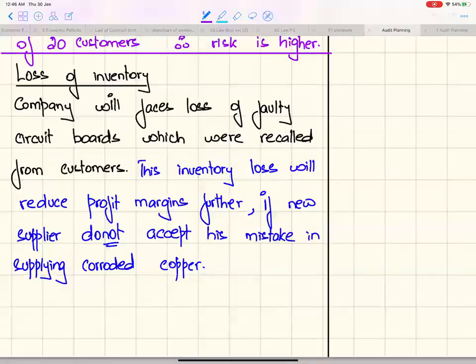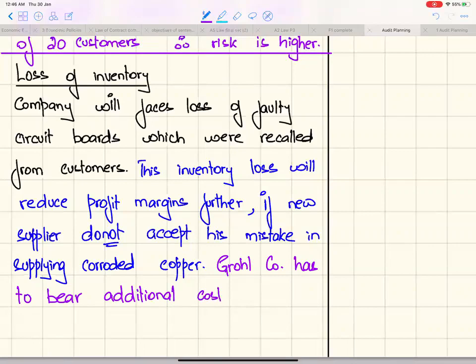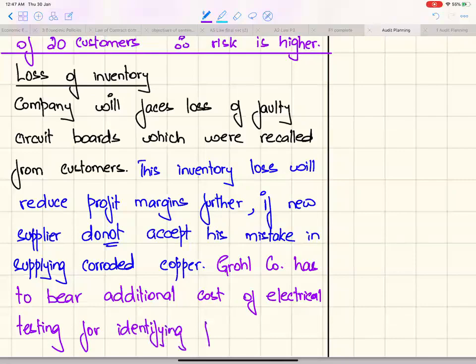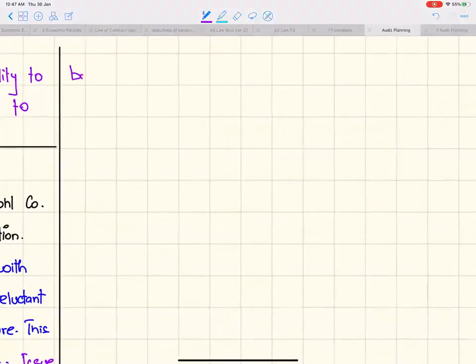Now, my evaluative comment is: loss. Grahal company has to bear additional cost of electrical testing for identifying faulty circuit boards, which is an additional cost along with inventory loss.